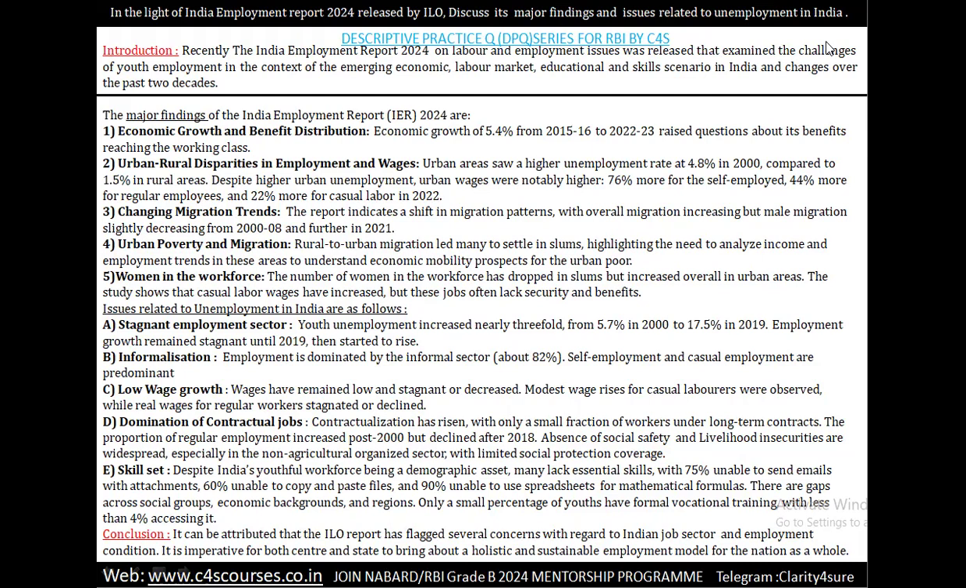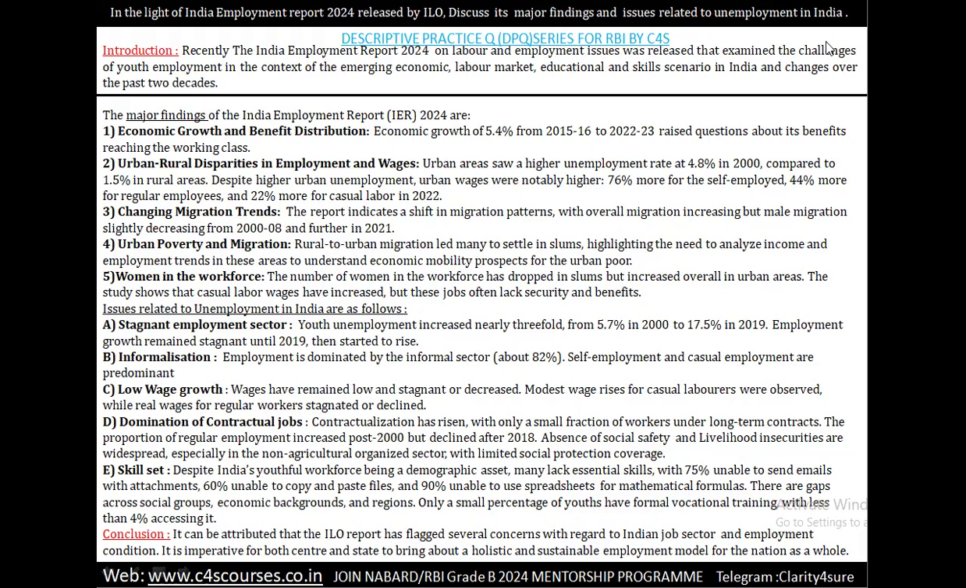The next point is about migration. There has been a shift in migration patterns, with overall migration increasing, but male migration slightly decreasing from 2000, 2008 and further in 2024. So there has been a shift in the migration pattern.